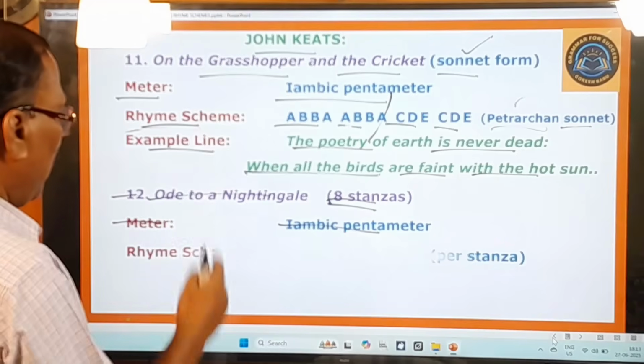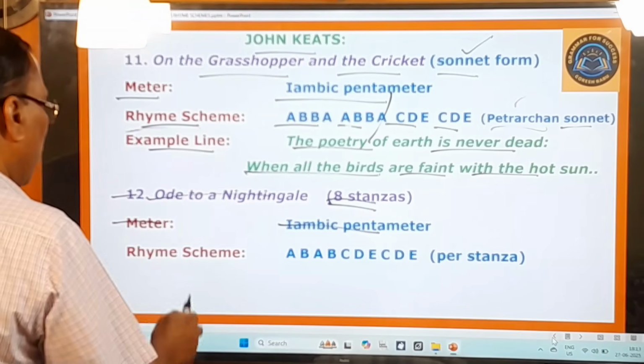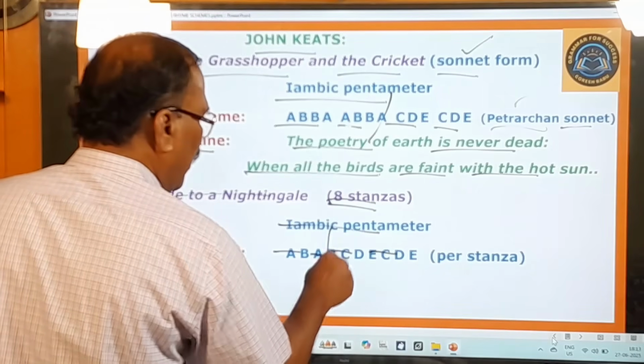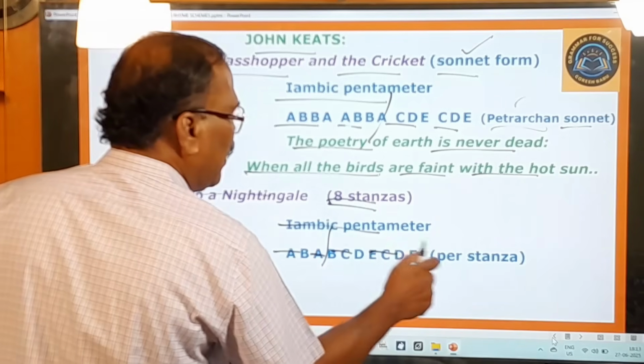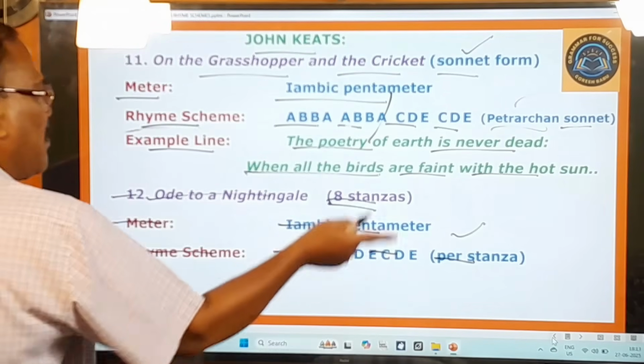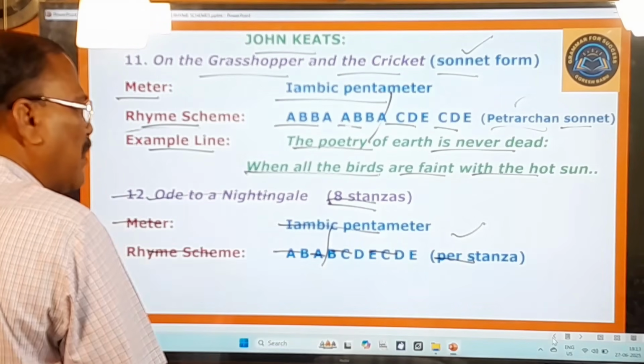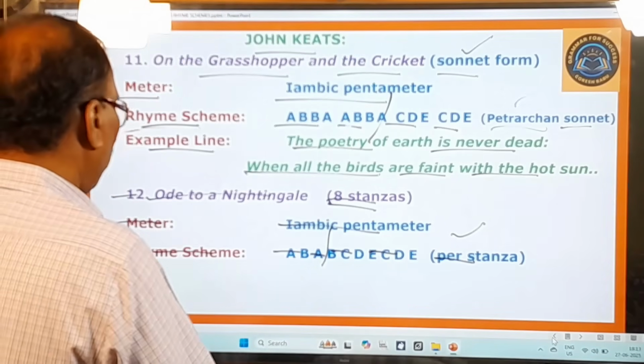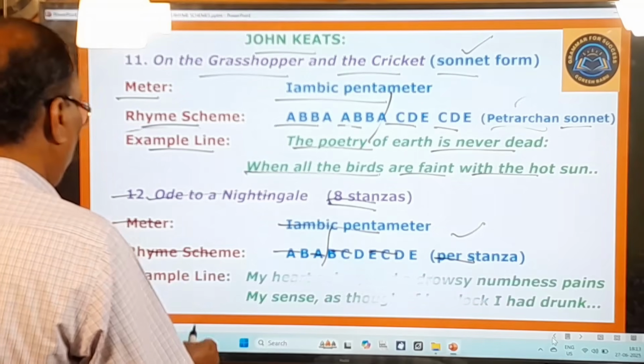I need not tell you anything about the iambic pentameter, but the rhyme scheme used in this is AB AB CDE CDE per stanza. Yes, there are as many as 8 stanzas. In each and every stanza, this is the rhyming pattern followed. That point you have to understand. And one example here I would like to give you.